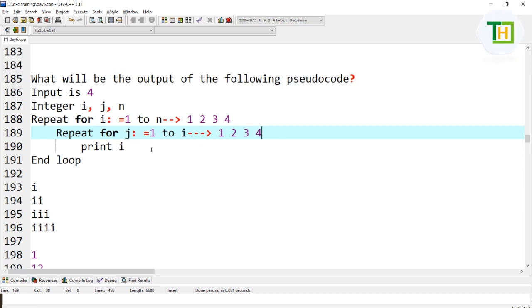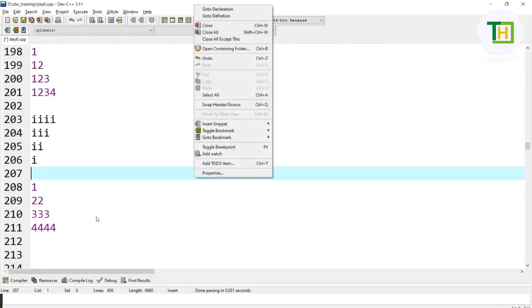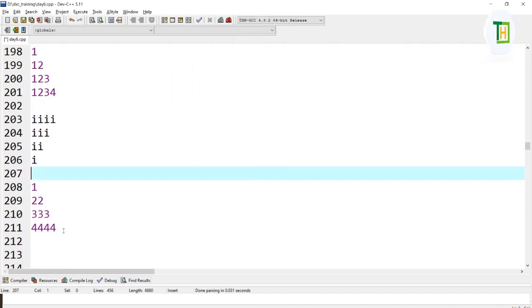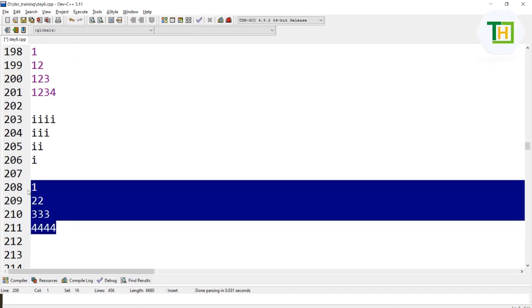And it is going to print I here. What is I value? I value is 1, then 2, 3 and 4. That means 1 is printed 1 time, 2 is printed 2 times, 3 is printed 3 times and 4 is printed 4 times is the output here.